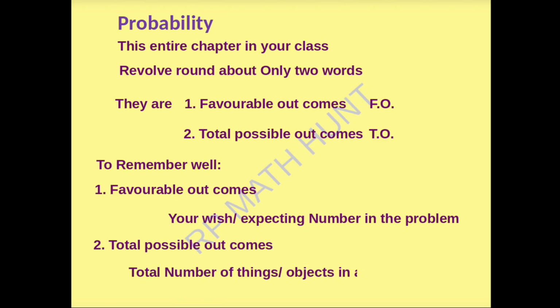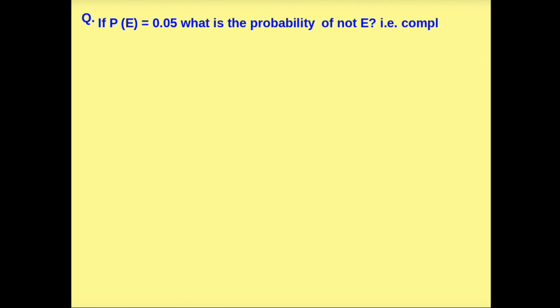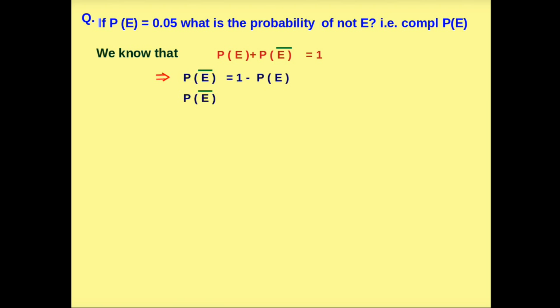My dear children, remember well. Question: P(E) is equal to 0.05. What is the probability of E naught, or not E? That is the complement of P(E). We know that P(E) plus P(E naught) is equal to 1. But P(E) is given as 0.05, so 0.05 plus P(E naught) is equal to 1, or P(E naught) is equal to 1 minus P(E). P(E naught) is equal to 1 minus 0.05, that is equal to 0.95.